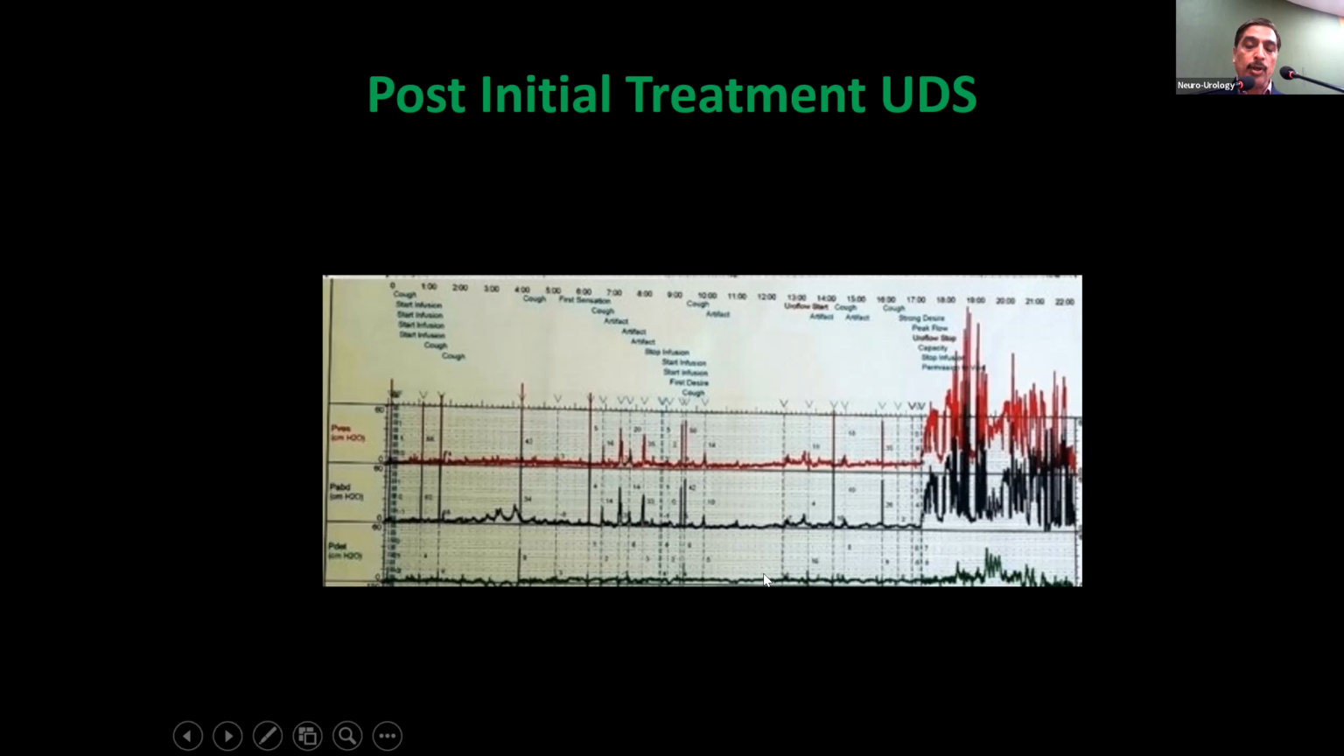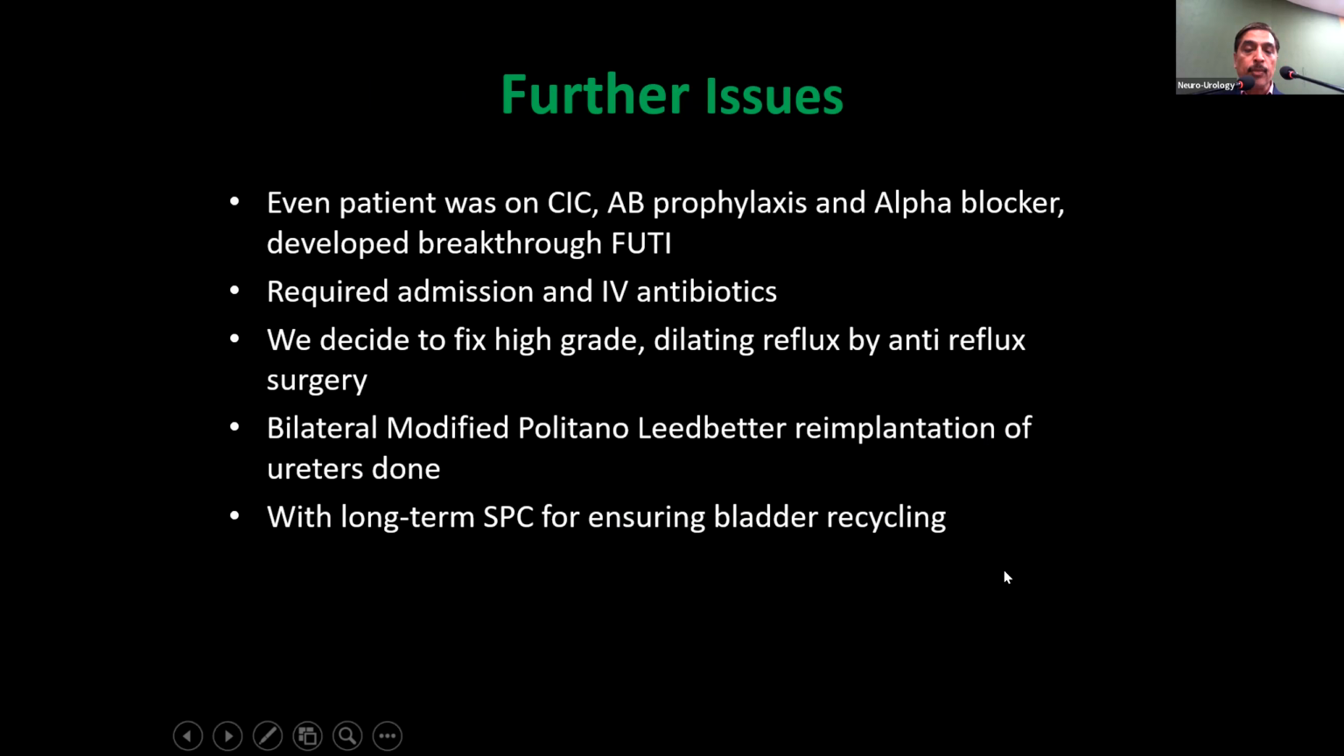Some rise in the pressure is there. And then you could void. Also, you can see that this is the vesical, this is abdominal, and here you can see. So some improvement it is showing. So further, we continued with the same treatment, but our issue was that the patient came with a breakthrough febrile UTI. Required admission, IV antibiotics, and then we decided to fix his high-grade dilating reflux by anti-reflux surgery.